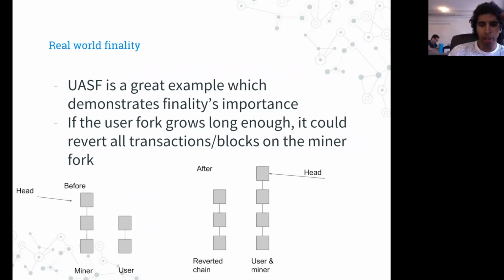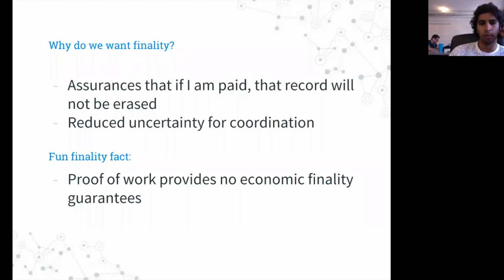Hey, I actually had a question on the previous slide, if we could go back one. I'm not really understanding why proof of work provides no economic finality. Doesn't it cost $1 million to rewrite a chain $1 million back?